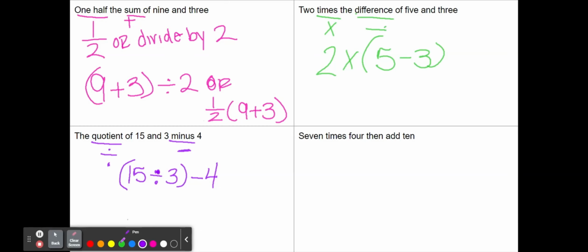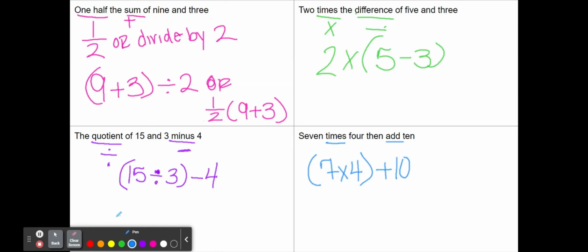Okay. And the last problem on this particular page. In this same scenario, we had times, and then it says add 10. So first we have to multiply 7 times 4 and then add 10. So we're going to do 7 times 4. I'm going to put it in parentheses to make life easier. Then I'm going to add plus 10.